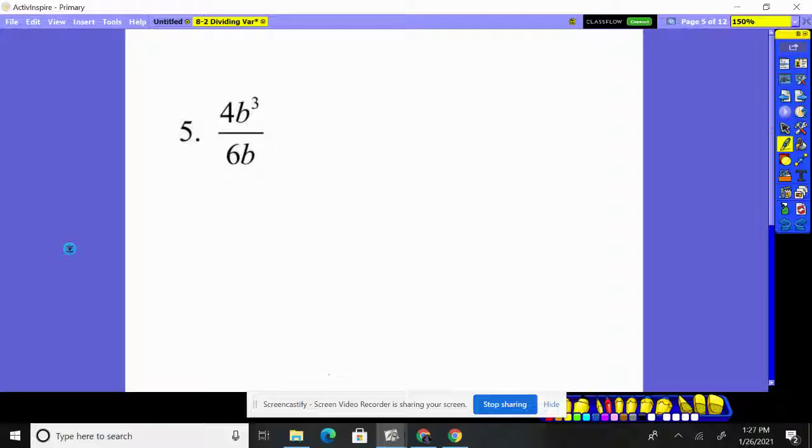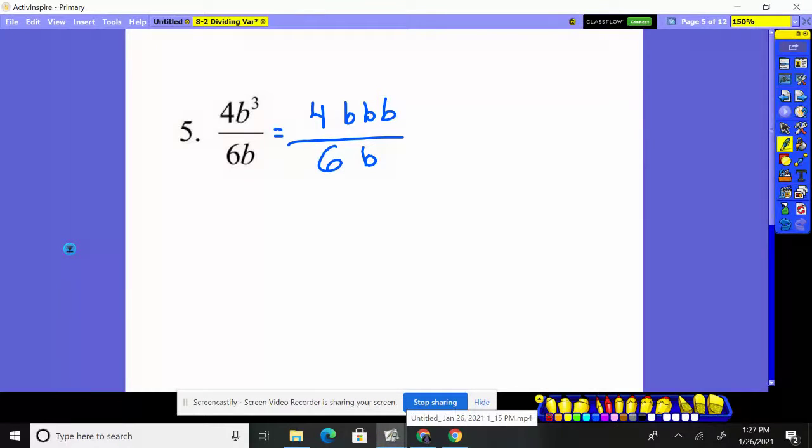Number 5. Want to divide these things. So I have 4 times b times b times b over 6 times b. Now, we very quickly say, hey, that b and that b go away and become 1s. Great. But don't forget, what can 4 and 6 both be divided by? They both are even numbers. They can be divided by 2.